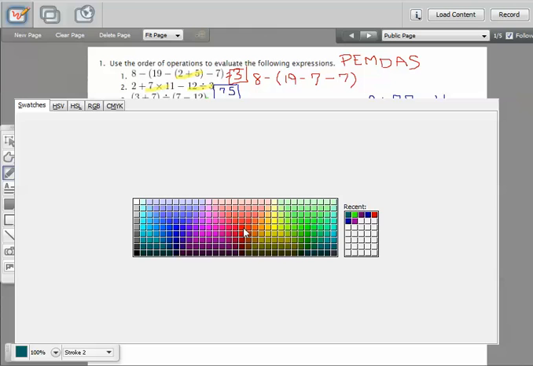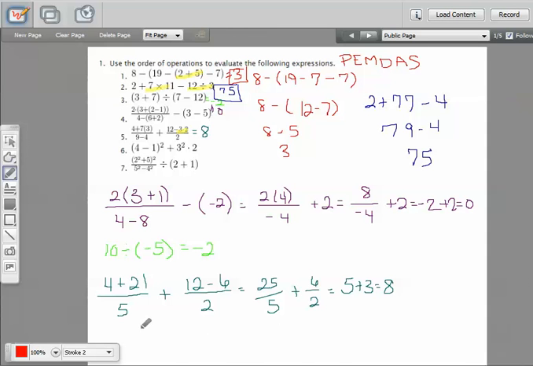For number 6, I'm going to go ahead and go back to red. We need to do inside parentheses first, so 4 minus 1 is 3, so that'll be a 3 squared, plus 3 squared times 2. Exponents come next, so 3 squared is 9. So we have 9 plus 9 times 2. Multiplication comes next, so 9 plus 18. And 9 plus 18 is 27. So for 6, we get an answer of 27.